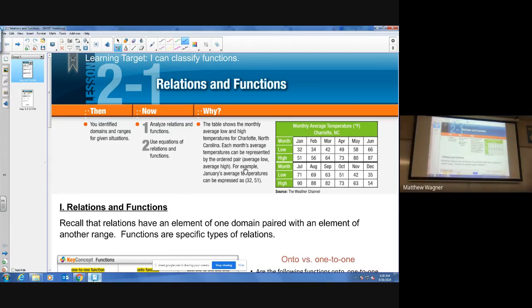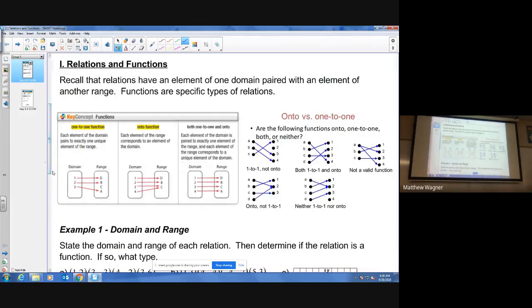So first things first, we'll dive right into some things. Relations and functions you've talked about before. There is nothing really new in that regard. Functions, if you recall from Algebra 1, have to pass the vertical line test. Relations are basically anything where you're relating two or more variables.